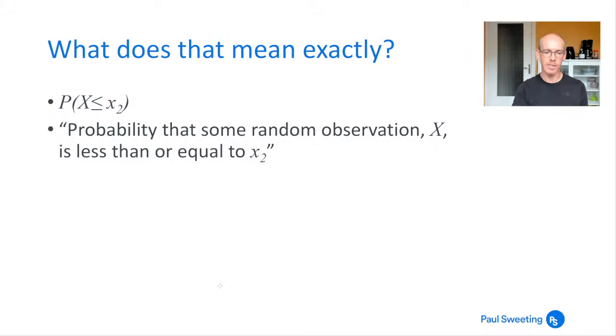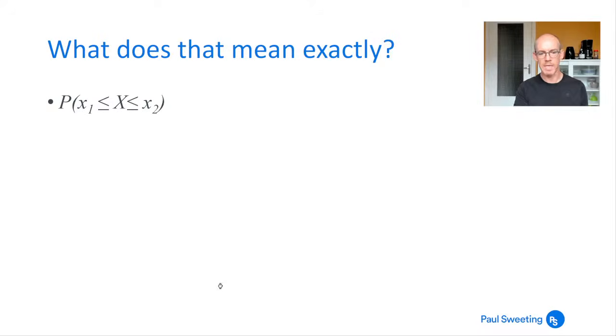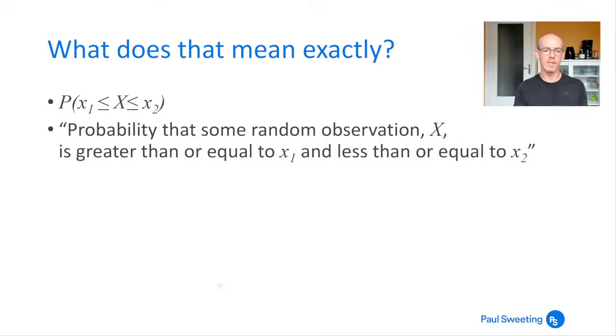You can also look at the chance of something happening between a couple of points. So you can look at, say, the probability of something happening between x1 and x2, so this area here. This is the probability that x is greater than or equal to x1 and less than or equal to x2. What does that mean exactly? It means the probability that some random observation x plucked from this distribution is going to be greater than or equal to x1 and less than or equal to x2.